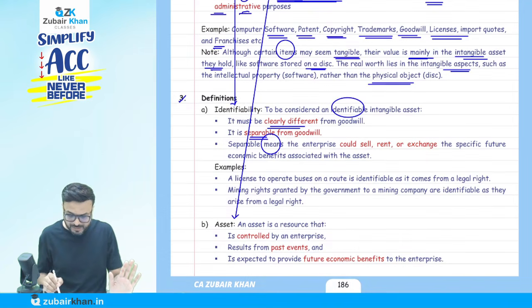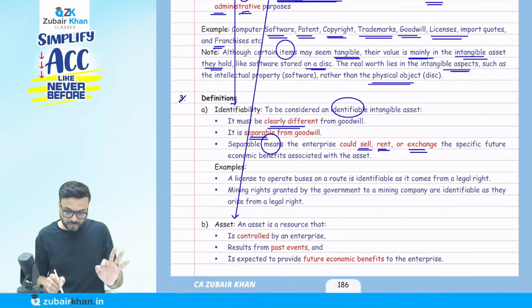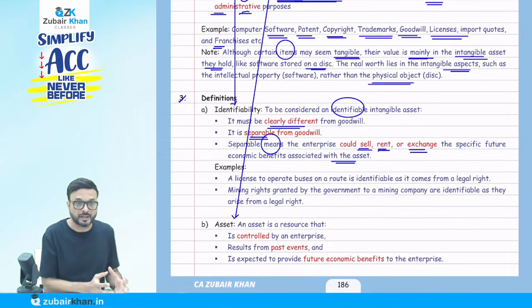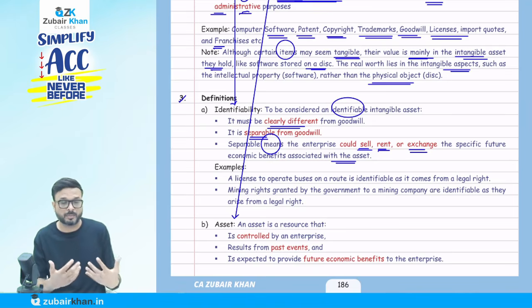Separable means the enterprise could sell them, rent them, or exchange them, and the future economic benefit is associated with the asset. They have their own identity. We can sell them, we can rent them, or we can exchange them with someone. They have their own identity, like software, and we are expecting certain future economic benefit from that asset.